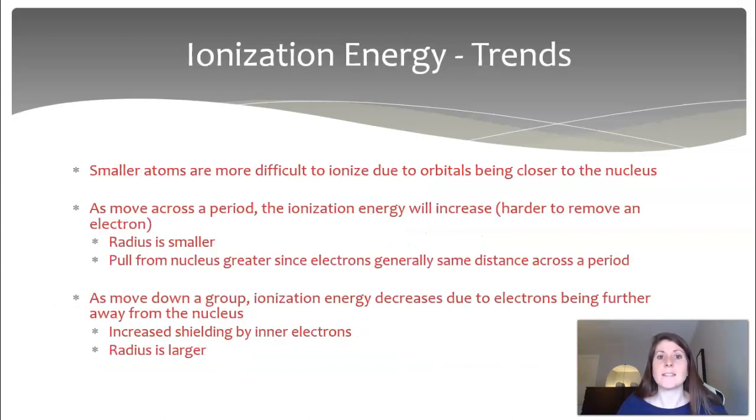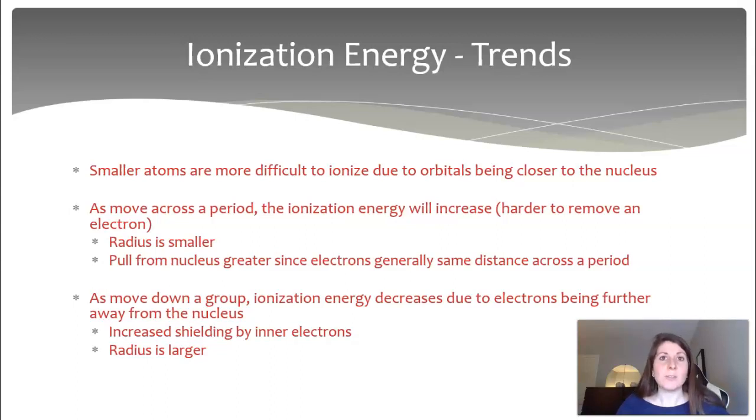When we look at trends, we think in general smaller atoms are going to be more difficult to ionize because the orbitals are closer to the nucleus. So there's an attraction between the protons and electrons. So it's going to be generally harder to remove that. As you move across the period, the ionization energy will increase, meaning that it's harder to remove that electron. The radius is smaller, so the pull is greater on the electrons, and it's harder then to remove them.